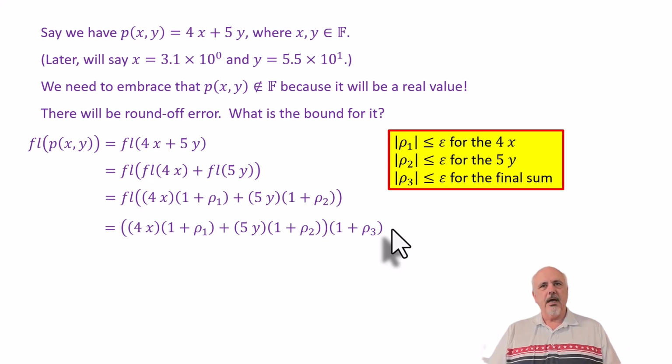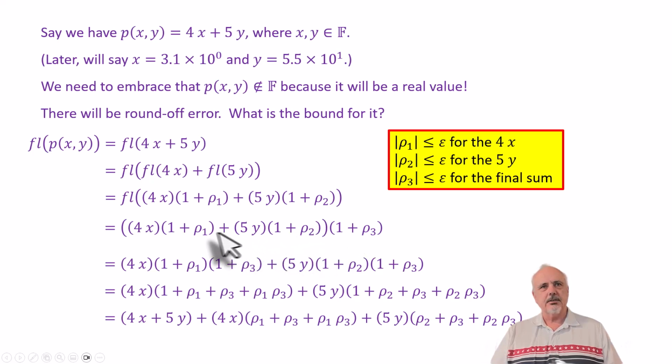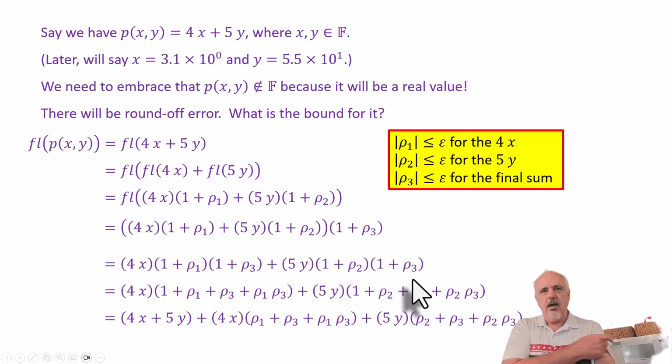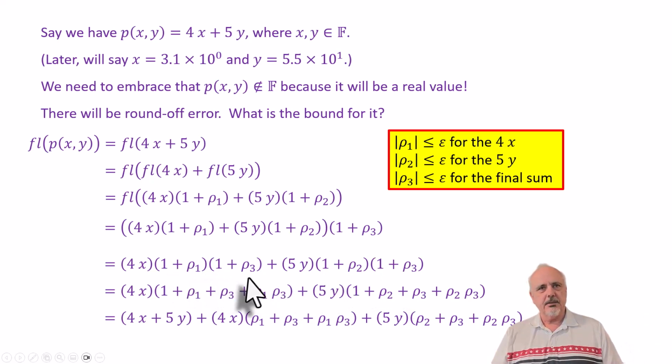Okay, so I've got it almost to a point where I can work with it here and figure things out. So what I do is I distribute the 1 plus rho 3. I go ahead and distribute that in there. And then I take those 2 factors and expand those out. And then, if you notice, I take the 5y and the 4x, pull those apart right there. And I've got 4x times some product of rhos, or some terms of rhos. I've got the 5y times some terms of rhos.